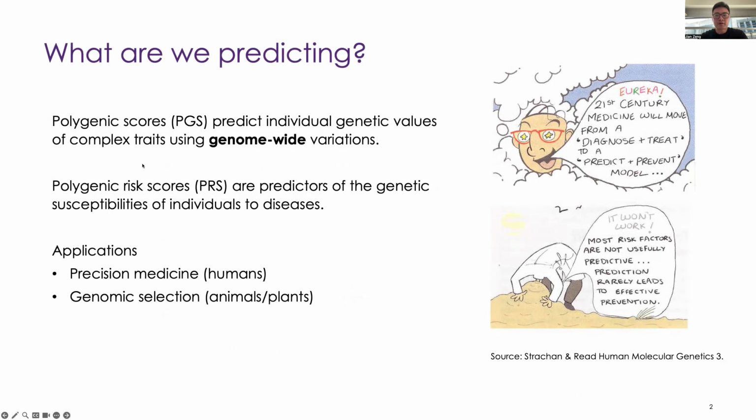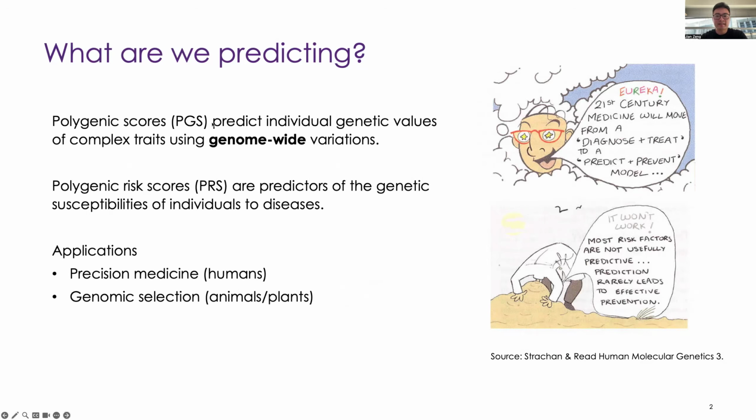A polygenic score, or PGS, is designed to predict the genetic component of complex traits, things like height, BMI, or blood pressure, using genome-wide variation. When the trait is a disease, we usually call it a polygenic risk score, or PRS, because we are interested in the genetic susceptibility to the disease.